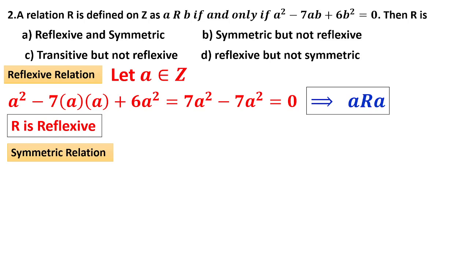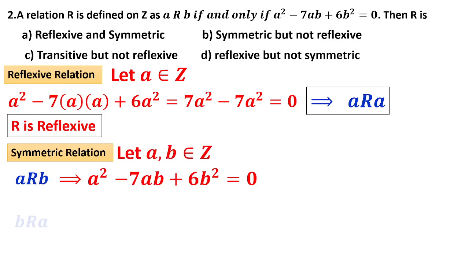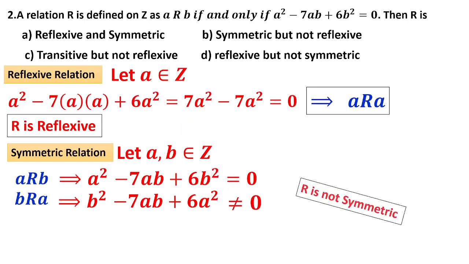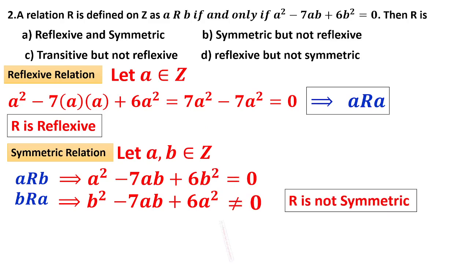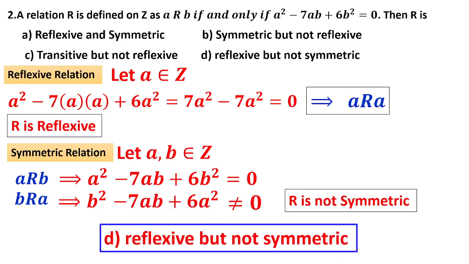Let us go to symmetric. Let us assume that a is related to b. This equation will be satisfied. If b is related to a, this equation should be satisfied. And we are checking that the second equation is not equal to 0, therefore R is not symmetric. Therefore the answer is option D, reflexive but not symmetric.